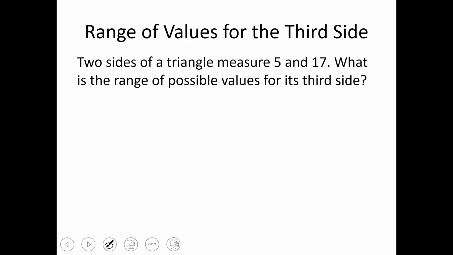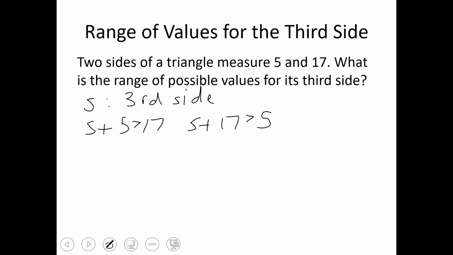Well, let me show you how to approach this. So let S represent the length of the third side, okay? And then we can write three equations, and we're going to work with those. So we know that S plus 5 must be greater than 17. The sum of two sides is greater than the third. We also know that S plus 17 must be greater than 5. And we also know that 5 plus 17 must be greater than S. That's just the three ways that the triangle inequality applies to this triangle.